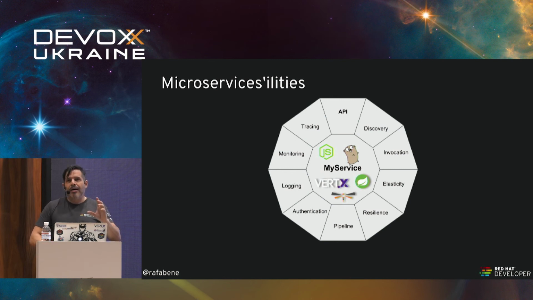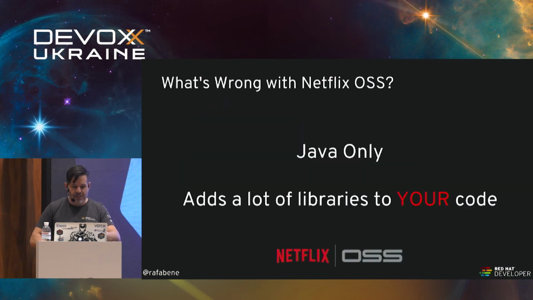In the Netflix stack, it was called microservice 1.0 because it was one of the first implementations.